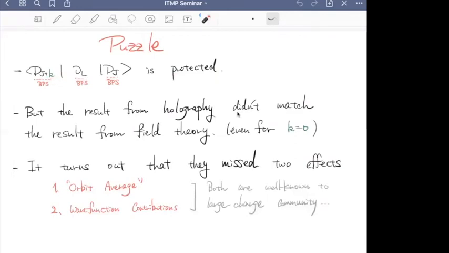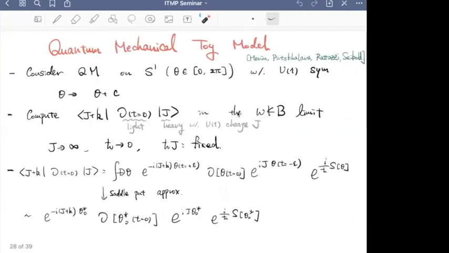And it turns out that they missed 2 important effects. One is called orbit average, and the other is called wave function contribution, both of which are well known to the large charge community. So let me just describe what they are. In order to describe them, it's useful to consider a simple toy model, a quantum mechanical toy model, which is defined on S1.